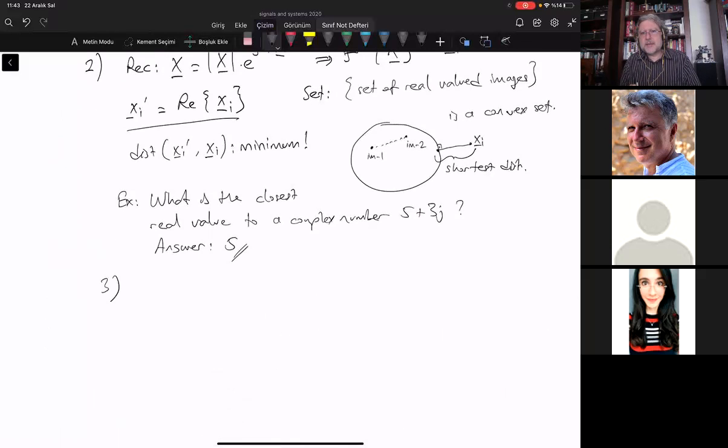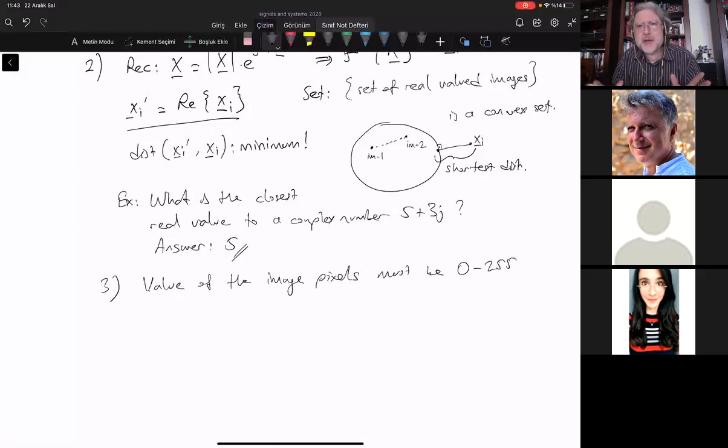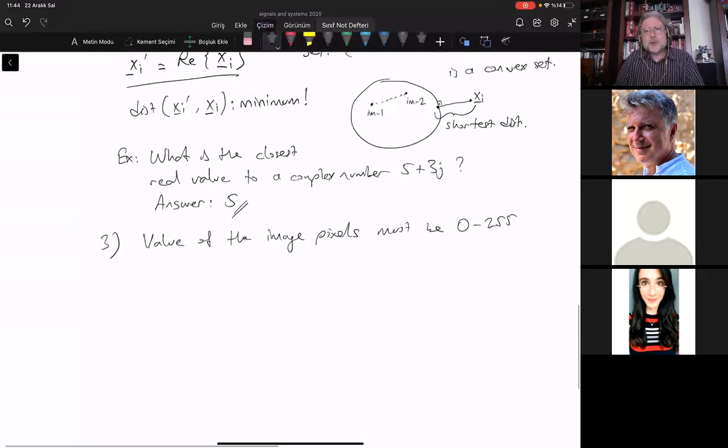The projection is the following. The value of the image pixels must be between 0 and 255, or between 0 and 1, whatever. I put a lower limit and an upper limit to the real values as well. How do I do that?